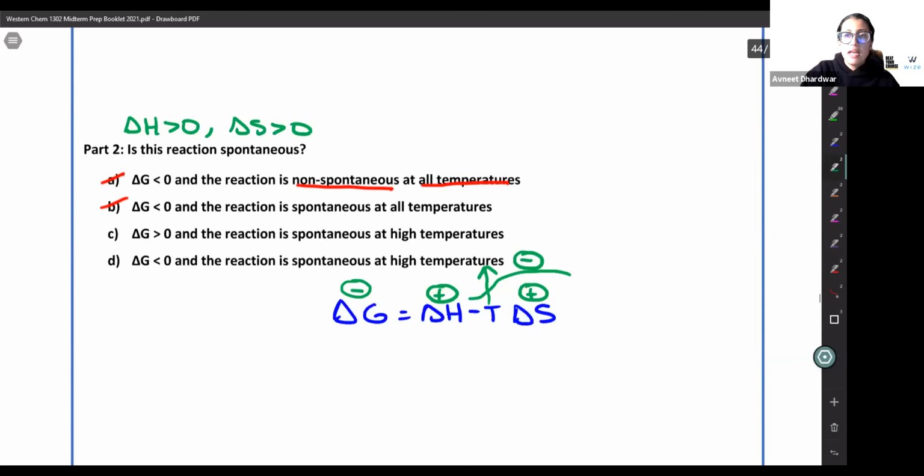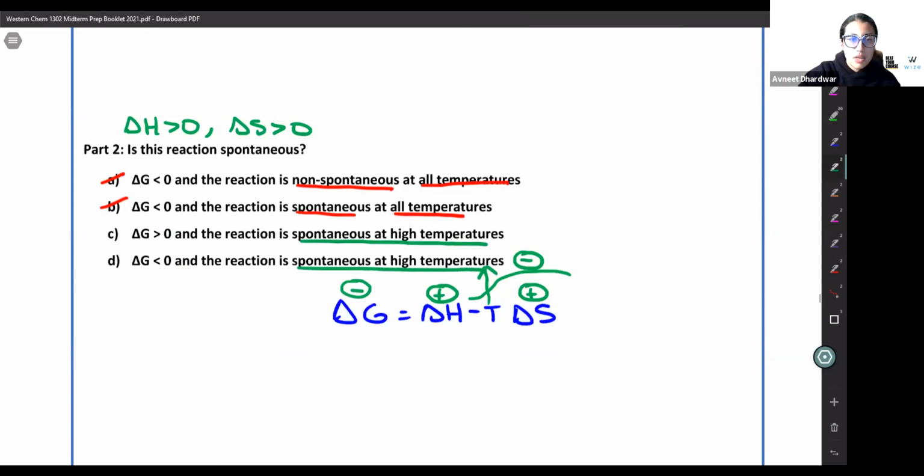B says that it's spontaneous at all temperatures, which is not true. It's only spontaneous at high temperatures. So C and D are correct because they say spontaneous at high temperatures. But one big mistake that students often make on exams is they see that one part of the option's right, and then they select that and move on, but they forget to read the other part of the option. So notice that they're both saying different things here. So we have to figure out which of these is the better answer.